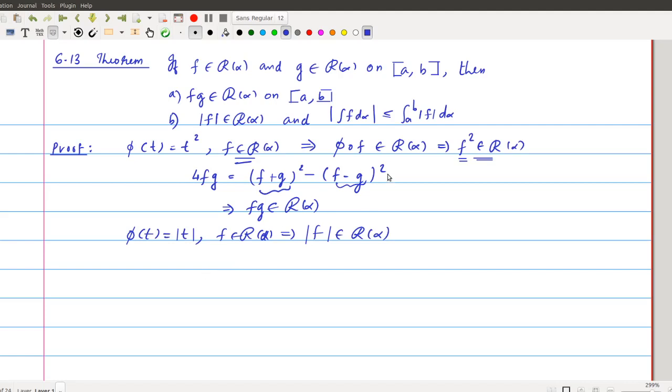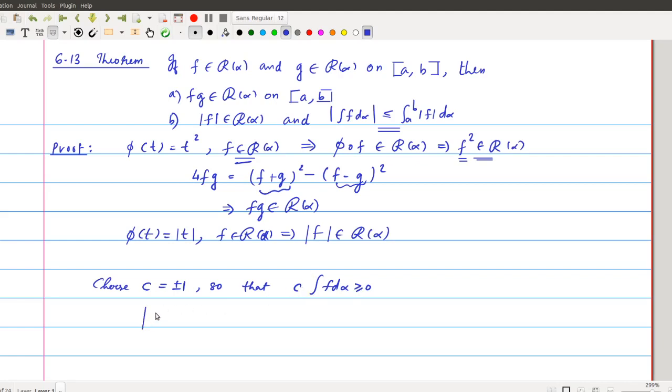Now we will show the inequality involving the integral of f and mod f. For that we choose c such that c is plus or minus 1, and c times the integral of f d alpha is greater than or equal to 0. That means if the integral of f is positive, then c is taken as 1. Otherwise, if this integral is negative, then choose c as minus 1. So this will always be greater than or equal to 0. This is the selection of c.